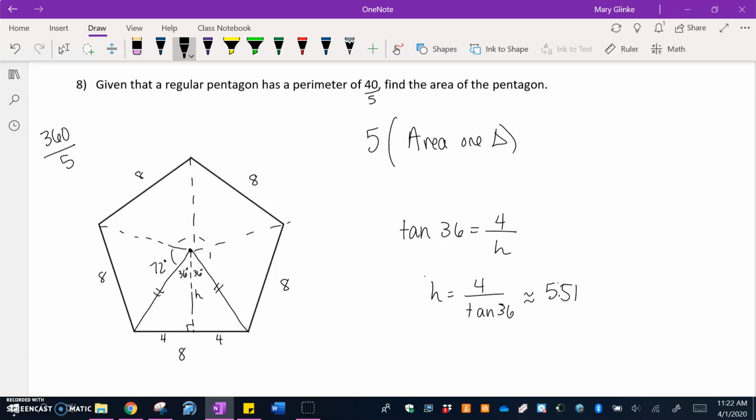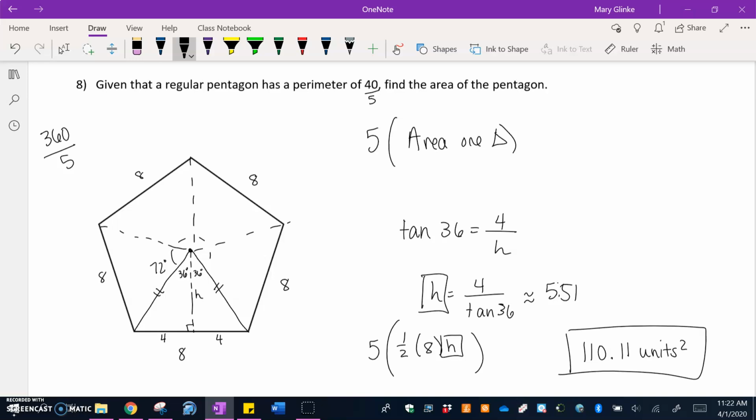So if I store that in my calculator for my height, what I can do is 1/2 the base of my triangle times the height of my triangle. Again, that's a stored value. That's the area of one triangle, and if I multiply that by 5, that's going to give me the area of the pentagon. The overall area after typing that all in my calculator is going to be 110.11 units squared.